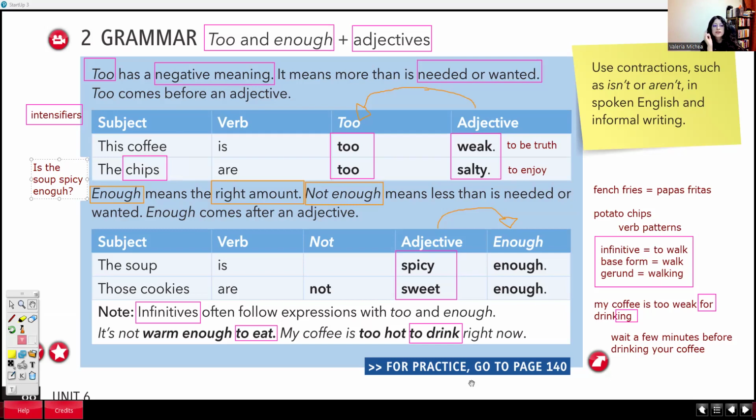Thank you for that. So, is the soup spicy enough? Enough only goes at the end, no matter if it's affirmative, negative, or a question. Enough at the end. And how can we make a question with too? Is the soup too hot, for example? We keep the same structure. If it's too, the adjective goes at the end. If it's enough, enough goes at the end. That's a very good one, so keep it in mind.